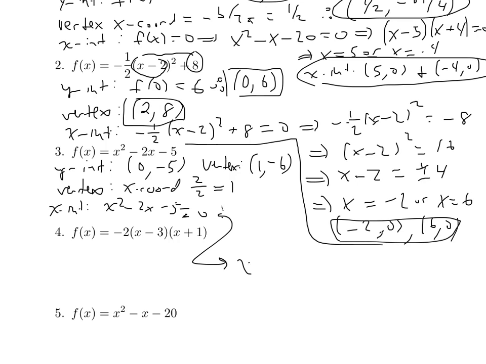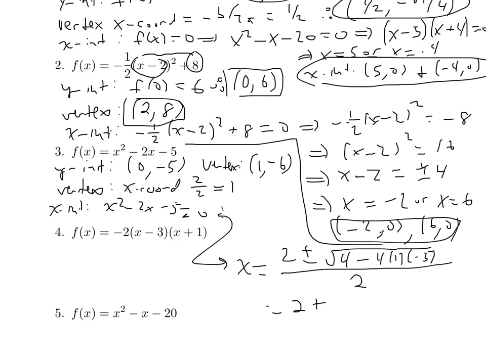The x that makes this true is minus b plus or minus the square root of b squared, which is 4, minus 4 times a times c, so that's 4 times 1 times negative 5, all over 2a, which is 2. So that's 2 plus or minus the square root of 24 over 2. So those are the x-coordinates of my x-intercepts.